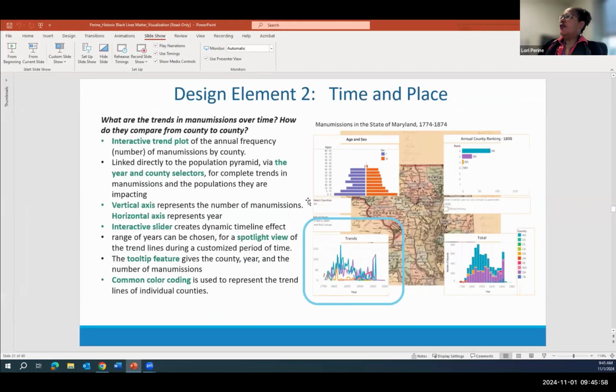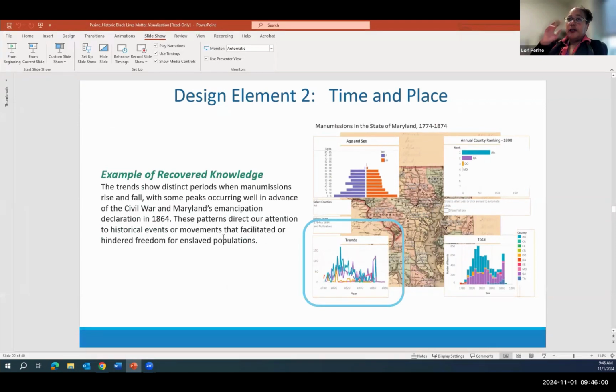One of the learning questions are the example of recovered knowledge. As you see here, we could see distinct trends in the manumissions themselves, including some very peculiar peaks that happened well in advance of the Civil War. Maryland's Emancipation Proclamation for the state of Maryland. Actually, the anniversary is tomorrow. It's November 2nd in 1864.